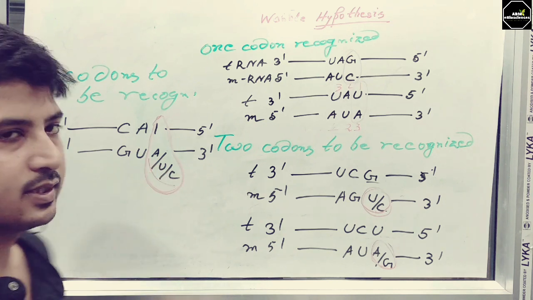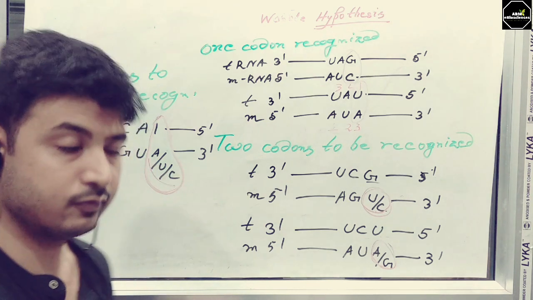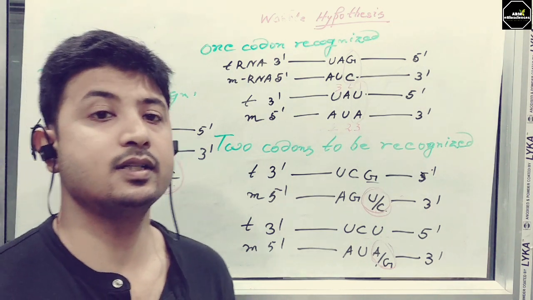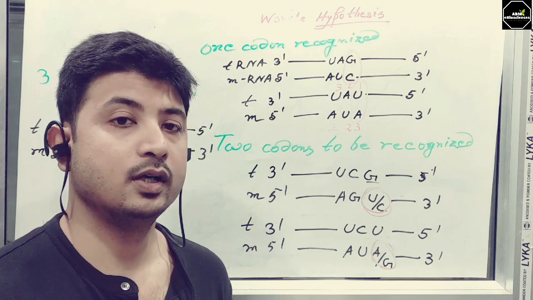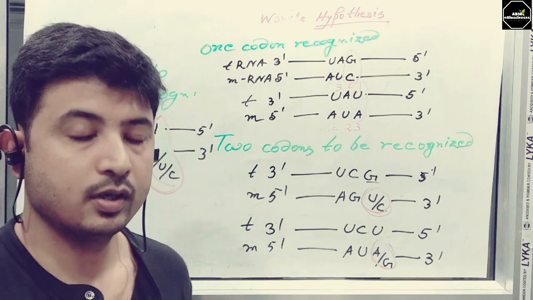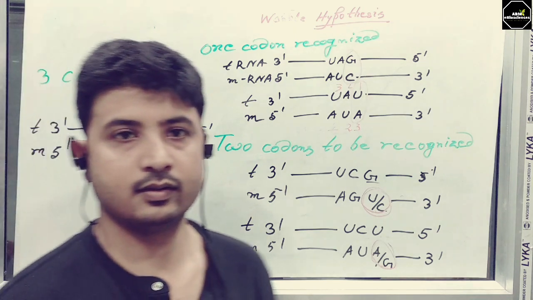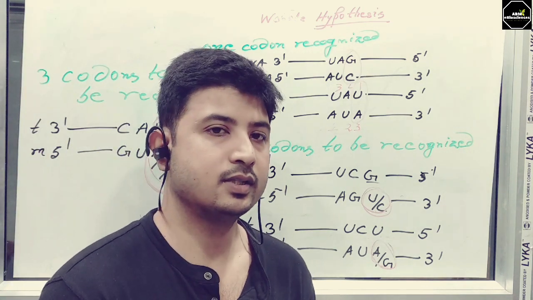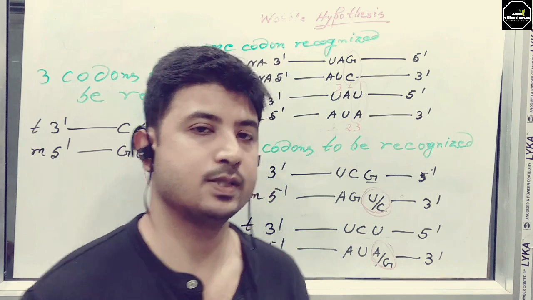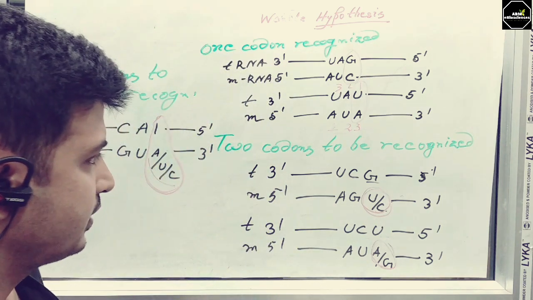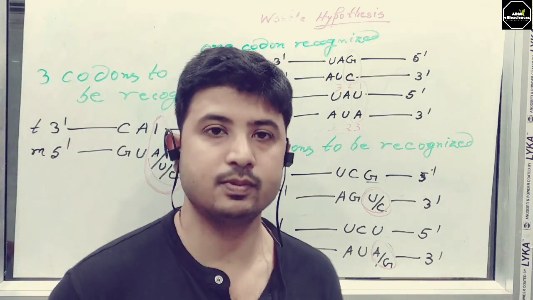That is the beauty of Wobble pairing, which gives flexibility and encourages a single tRNA to recognize more codons. So that is the Wobble hypothesis. It differs from Watson-Crick base pairing, but it is highly essential in protein synthesis. I hope that is clear. If you have any questions, please ask me.